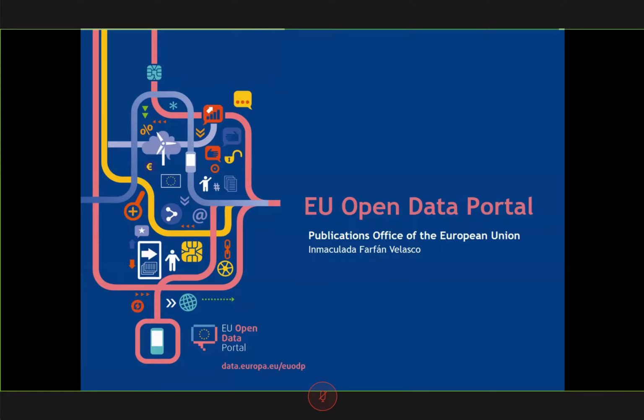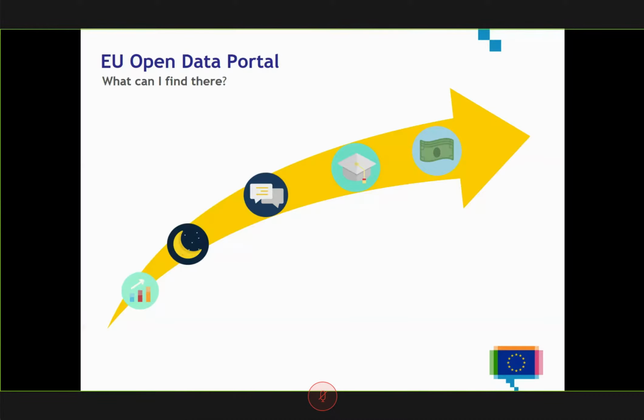So the EU Open Data Portal is in the Publications Office of the European Union and is a single point of access to open data from the EU institutions, agencies, and bodies, as I said before. So what can you find there?